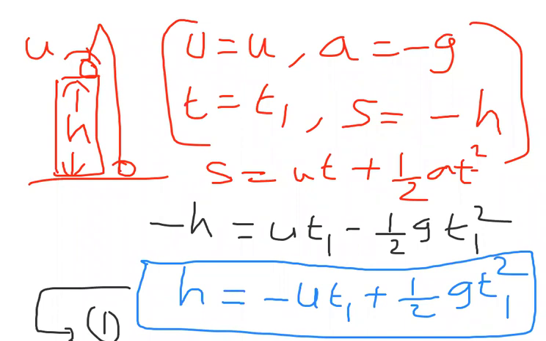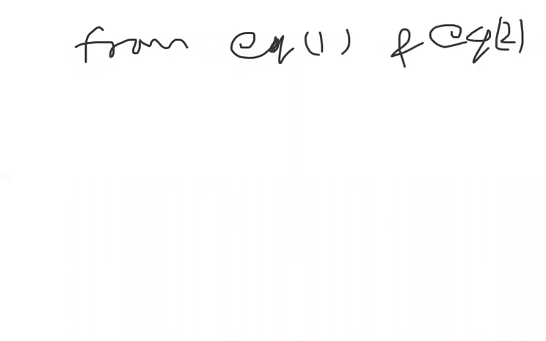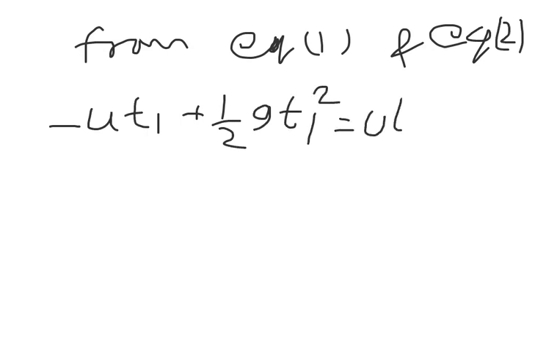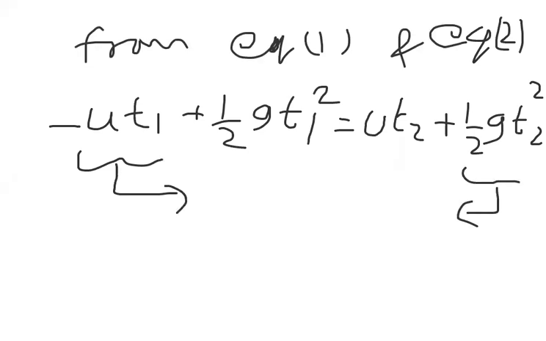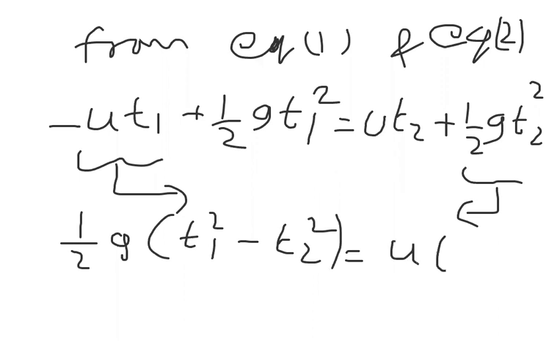So from that information I can write: from equation 1 and equation 2, as the LHS are the same in both situations, minus ut1 plus of gt1 square is equal to ut2 plus of gt2 square. Now what happened here? Let me take minus ut1 to the other side, and of gt2 square in this direction, shuffling the terms. So I can write of g into t1 square minus t2 square is equal to u into t2 plus t1.